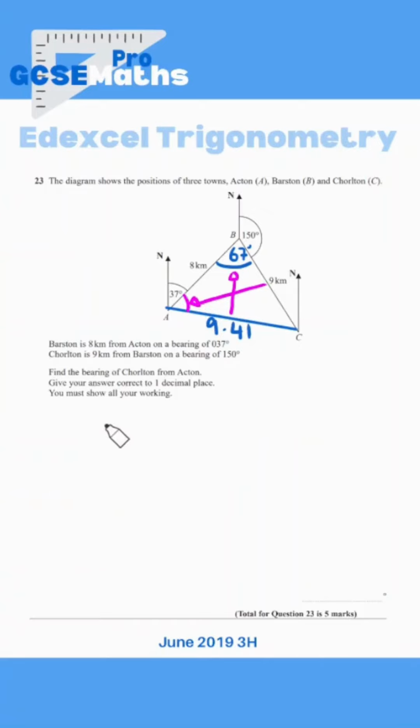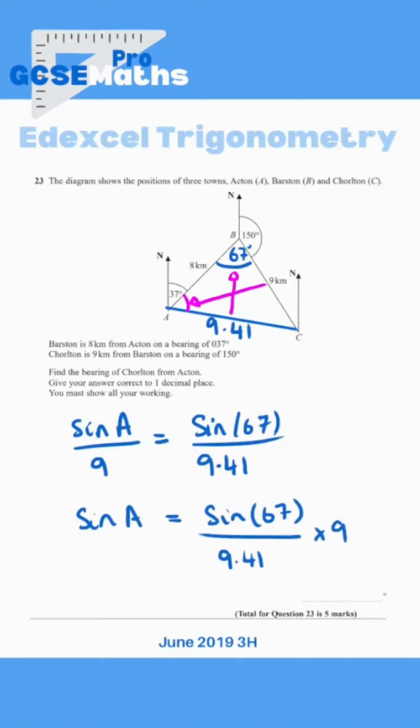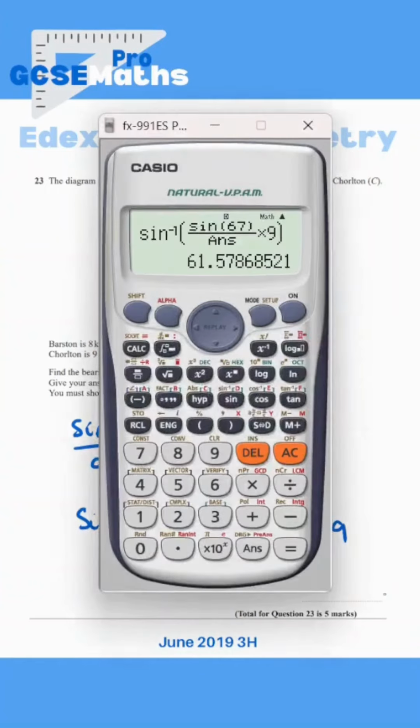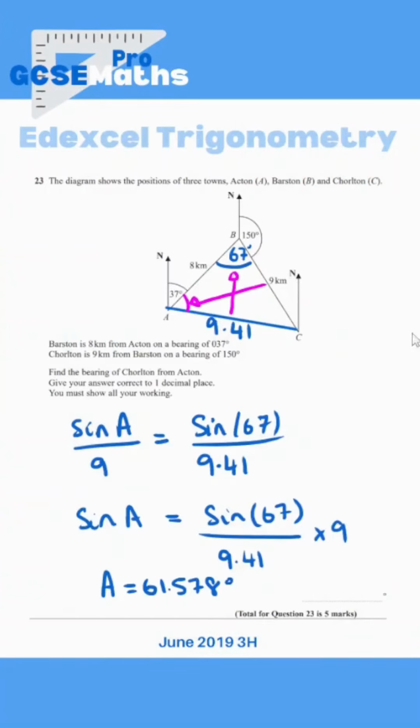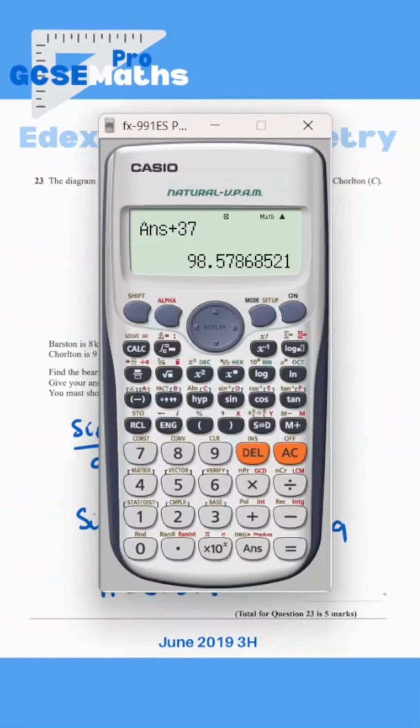Because we're looking for an angle, we'll put sine of the angle on top of the fraction and multiply across by 9. Now I'll put this in the calculator. Because it's an angle, I'm also going to use sin inverse so that I'm left with just the degrees. And that gives me 61.578. The last thing to do is to obviously add that to 37, because originally we wanted the whole bearing from the north line to the line AC. So that gives me 98.6 to 1 decimal place.